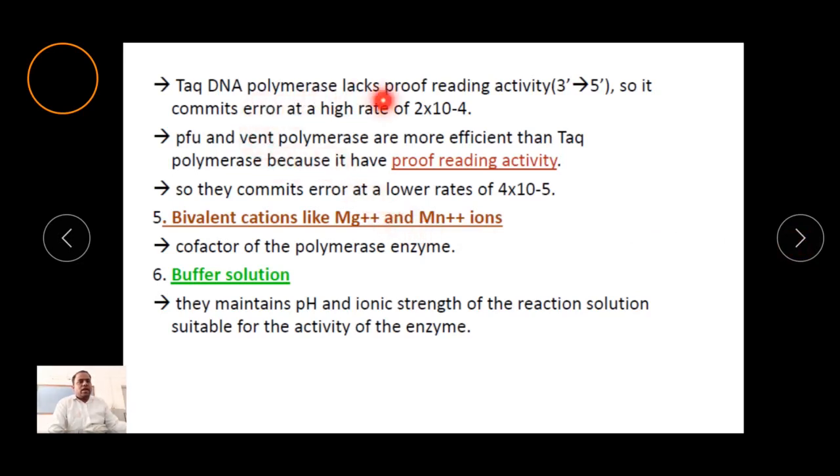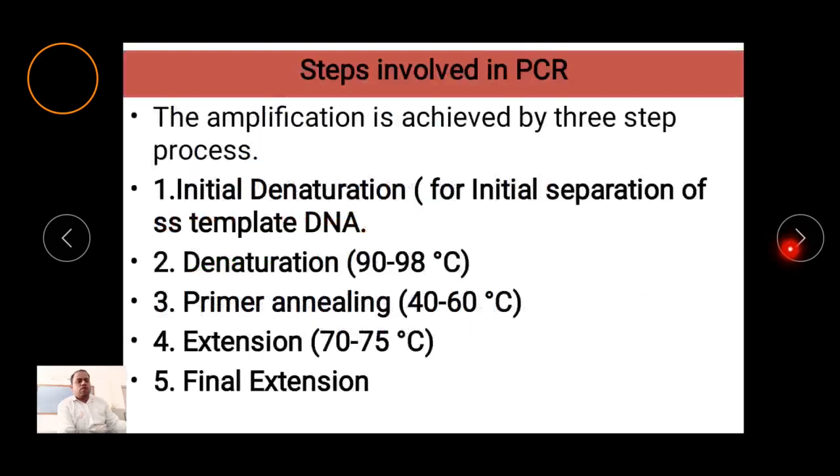The Taq DNA polymerase, as I told you, lacks the 3' to 5' proofreading activity, so it is committed to errors at a rate of 2 into 10 to the power minus 4. So Pfu and Vent polymerase are more efficient than the Taq polymerase because they have proofreading activity, and the error rate in these 2 polymerases is also low. There is also the addition of bivalent cations that act as a cofactor, and the buffer solution which maintains the pH and ionic strength of the reaction suitable for the functioning of the enzyme, just like it is done in a live cell. Okay, now let's see the steps that are involved in PCR.